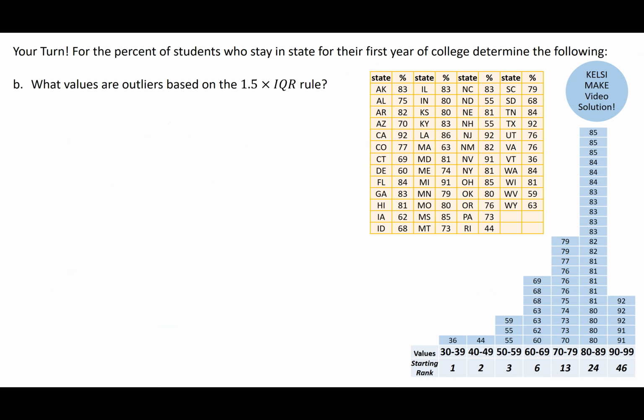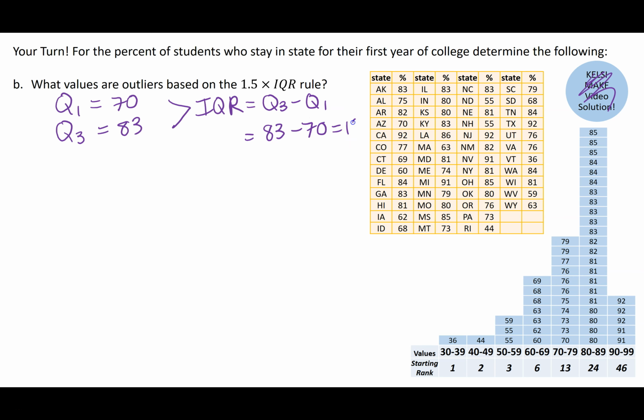So our next step, which is what I'm doing right now, is to use the information we have to find whether or not we have outliers, either on the high end or the low end. So things we'll need: Q1, which we calculated was 70, and Q3, which was 83. If you combine those together, you can find the IQR, because the IQR is just the third quartile minus the first. So you'll get 83 minus 70 is 13, and the units still are percent.